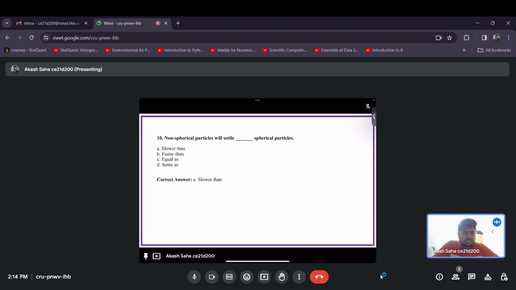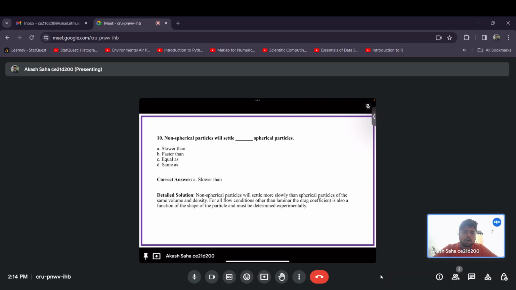because of the non-sphericity of the particle, there will be a shape factor coming into the picture, which will affect the drag force acting on the particle. So in the case of a non-spherical particle, the drag force will be more, which will obstruct its settling, and hence it will be slower than the settling of the spherical particles.